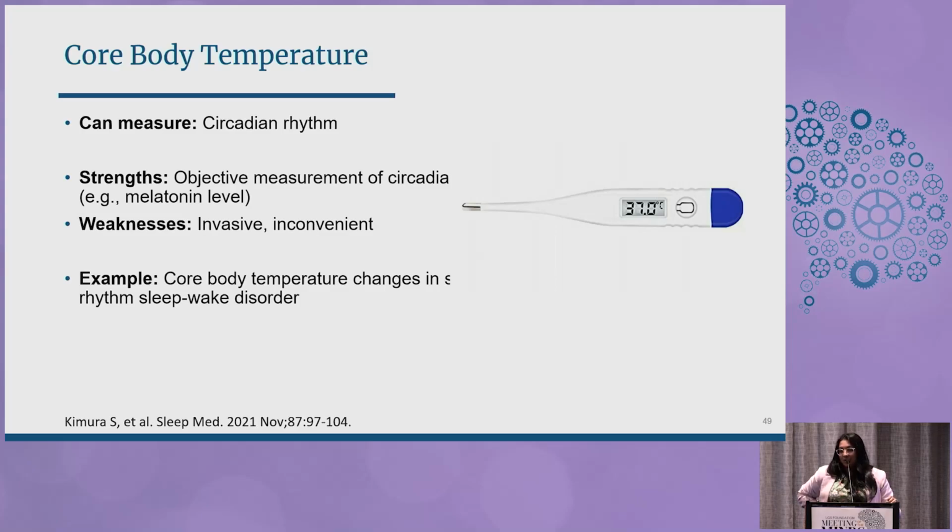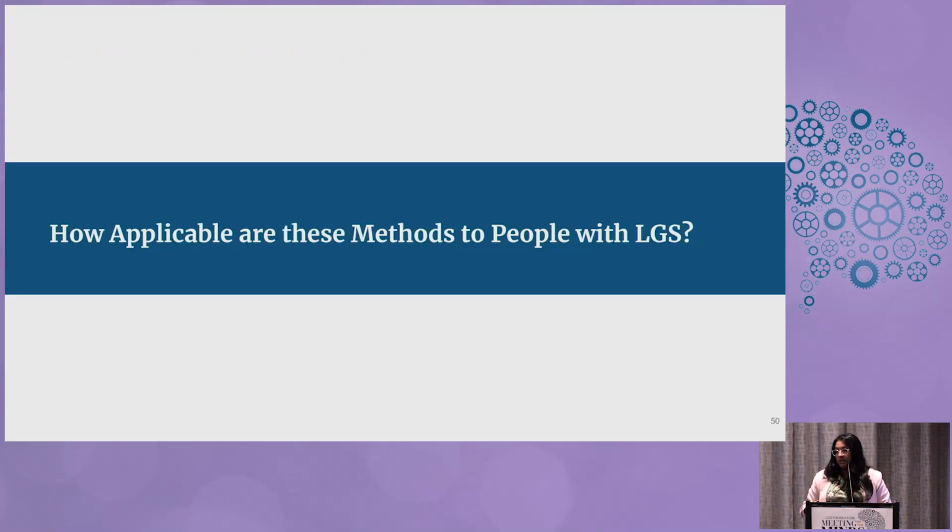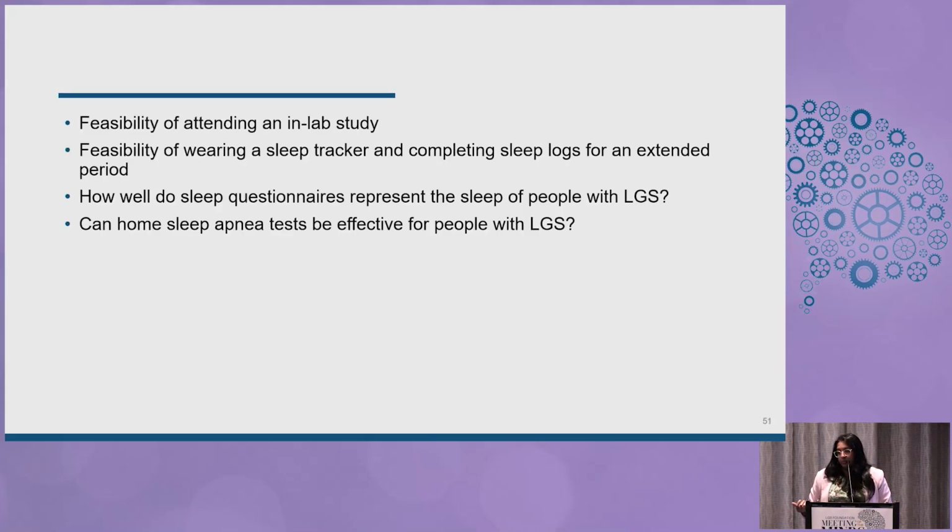Core body temperature. Again, this is another inconvenient type of measurement, but it can measure circadian rhythm. Basically, it's very invasive. Usually this is measured rectally, but it is a way of, again, tracking the circadian rhythm. And there was a study by Kimura and colleagues which actually did this to track circadian rhythm in exposure to light.